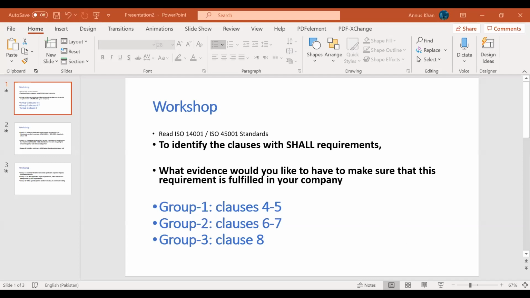So today, let's start with our workshop. We need to finish at least 2 workshops today. Mostly the workshops are focusing on the standards. So the first workshop is about what you need to do in the group. You need to read the standard, take out the copies of the standards, ISO 14001 and 45001. Can you see the screen?